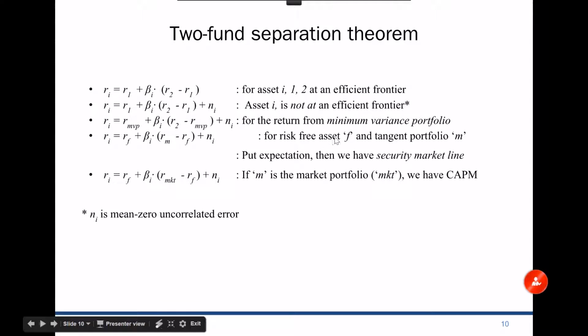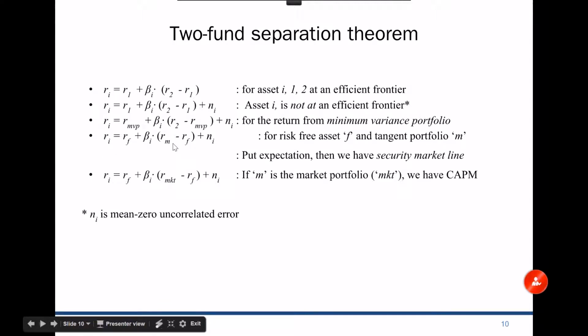Furthermore, if there is a risk-free asset, that means risk is zero. So if there is a risk-free asset, it is by definition the minimum variance portfolio, right? So if there is a risk-free rate, instead of MVP we put RF, the risk-free return, because the risk-free asset is the minimum variance portfolio. So we write this one.